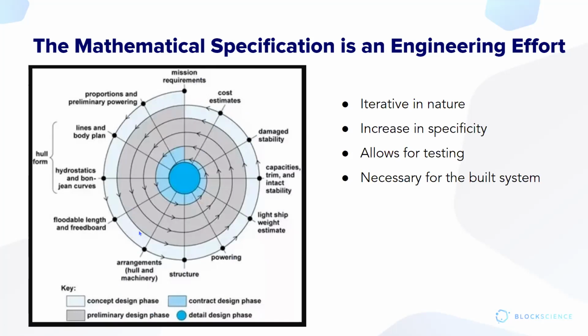Now this really fits with how we've designed these systems at BlockScience and how we've seen this go in terms of an overall design project. We see that the next step here, the gray spirals, is the preliminary design phase. And what we're creating here, in analogous terms for us, would be the preliminary math spec.